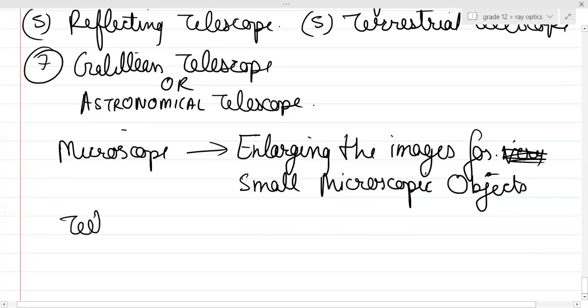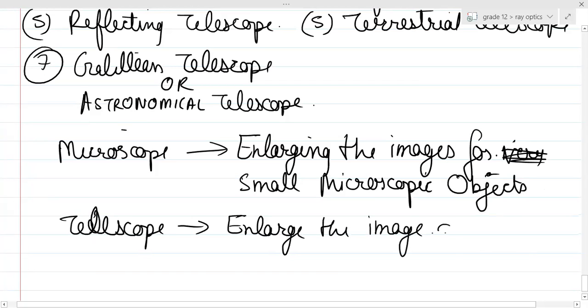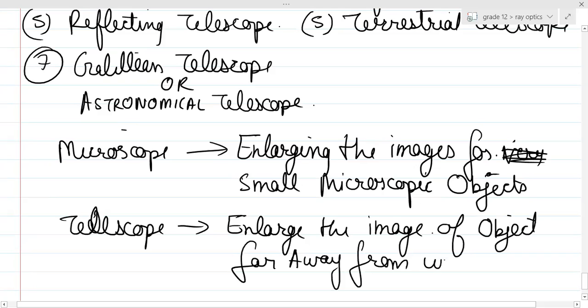And what is a telescope, guys? Telescopes are generally used to again enlarge the image of objects far away from us, right? Suppose there is an object which is far away from you, so it will look very small to you. Just take an example, the sun. The sun is huge, it's massive, but it looks very tiny as seen from Earth, right? So if the object looks tiny, we are using the same concept to enlarge the image, but this object is far away from us. So for observing objects which are away from us, we use a telescope. Is it clear?